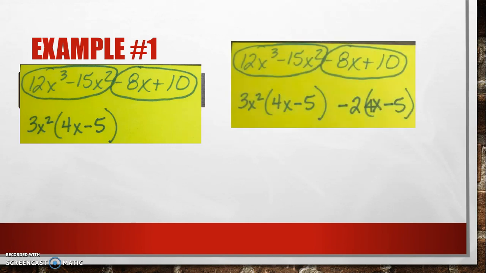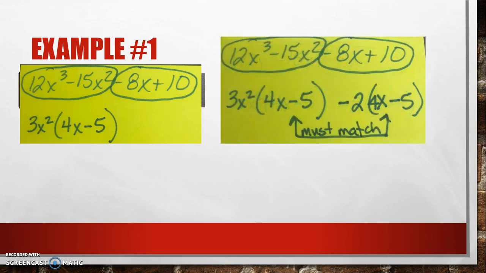Next, I have to find the greatest common factor of the second set. I can take a negative 2 out of both of those. And the reason I take a negative 2 is because I need my insides to match. So I'm going to go ahead and take that negative 2 out. Negative 8 divided by negative 2 is positive 4. And 10 divided by negative 2 is negative 5. So now since I took the negative 2 out, my insides match.